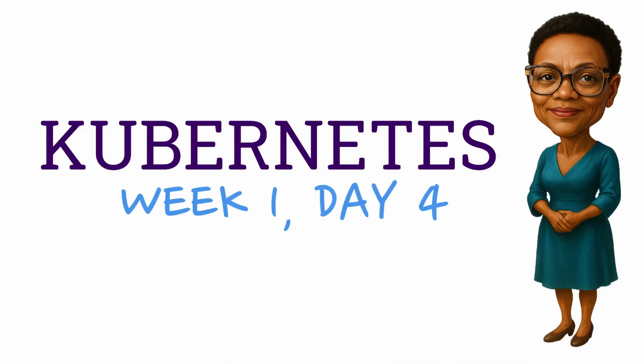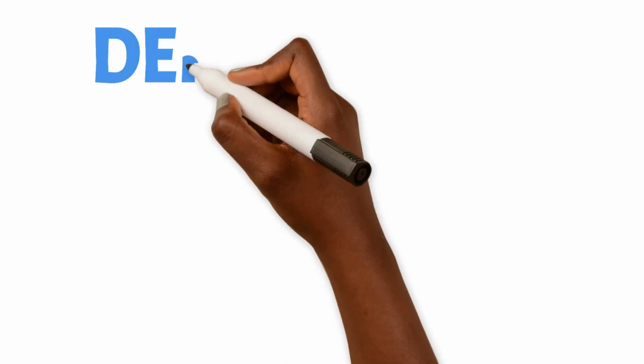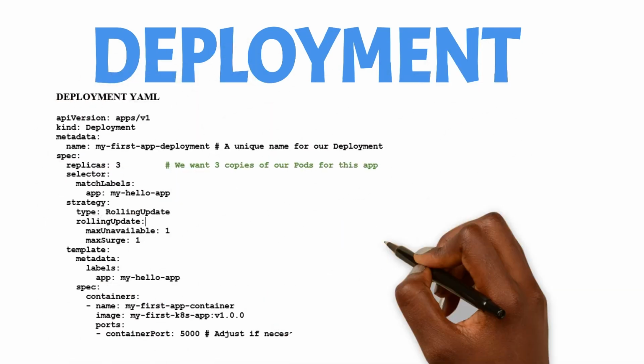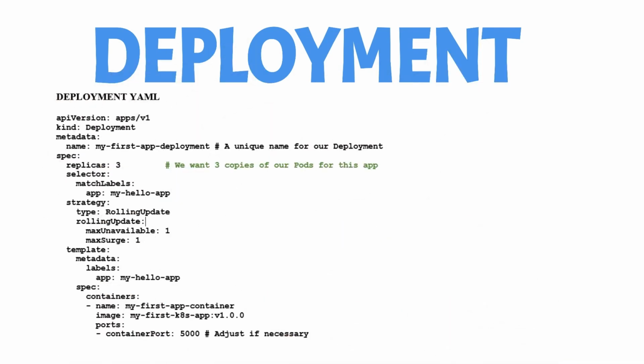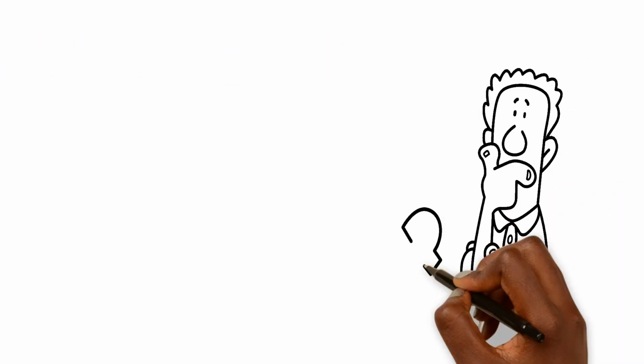Today is Kubernetes Day 4. Yesterday, we moved beyond single temporary pods and learned how to manage our application with a smart, self-healing deployment. You now know how to tell Kubernetes, "I want to have 3 copies of my app, and if one of them crashes, you'd better replace it."